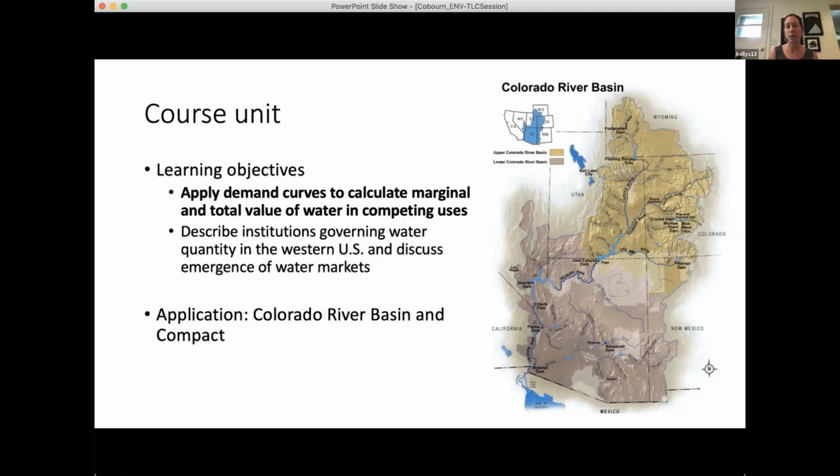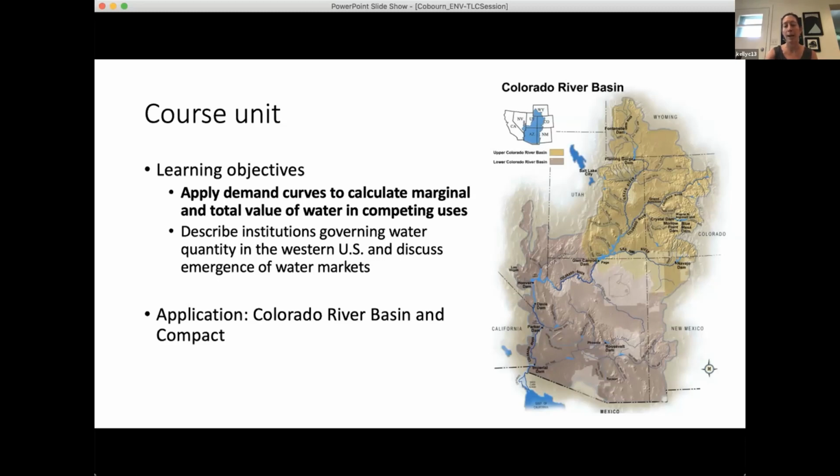I'm also trying to expose them to the institutions and level of scarcity in water resources experienced in the Western US. I think many of the students here at Virginia Tech grew up in the Mid-Atlantic. I did as well. And I know I never thought about water before moving to the West Coast. So it really is just an opportunity for them to start to think about different regions' problems. I tackle both of these learning objectives in the context of an application to the Colorado River Basin and the Colorado River Compact.